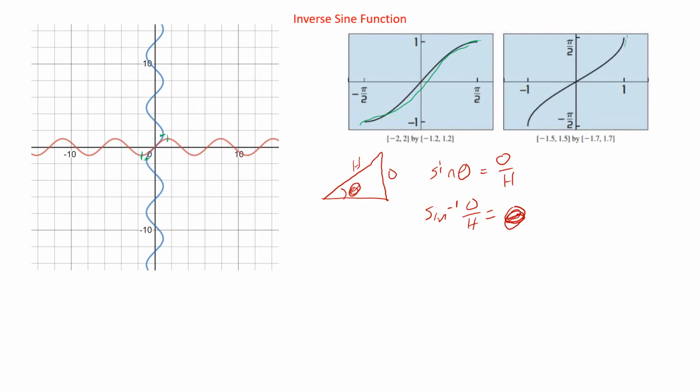I'm going to redo. That was a sad, sad theta. There we go. So the inverse sine of the ratio gets us back to the angle. It undoes what the sine does.